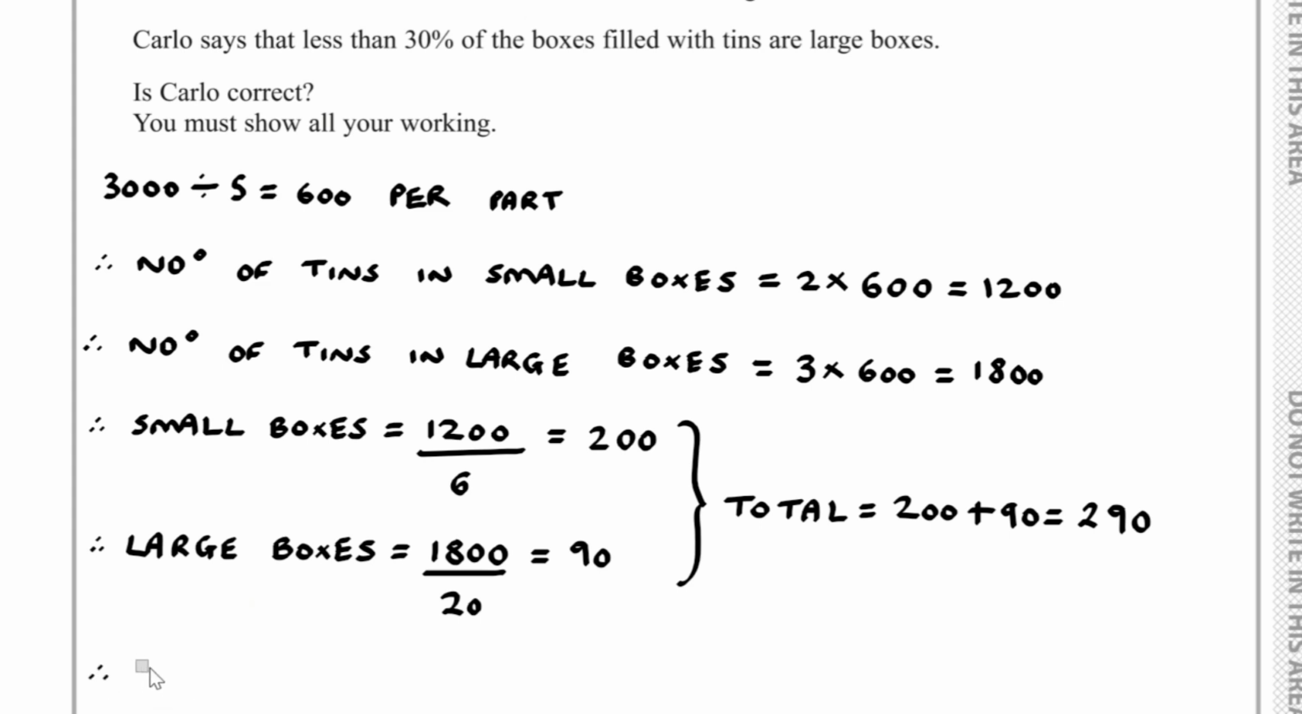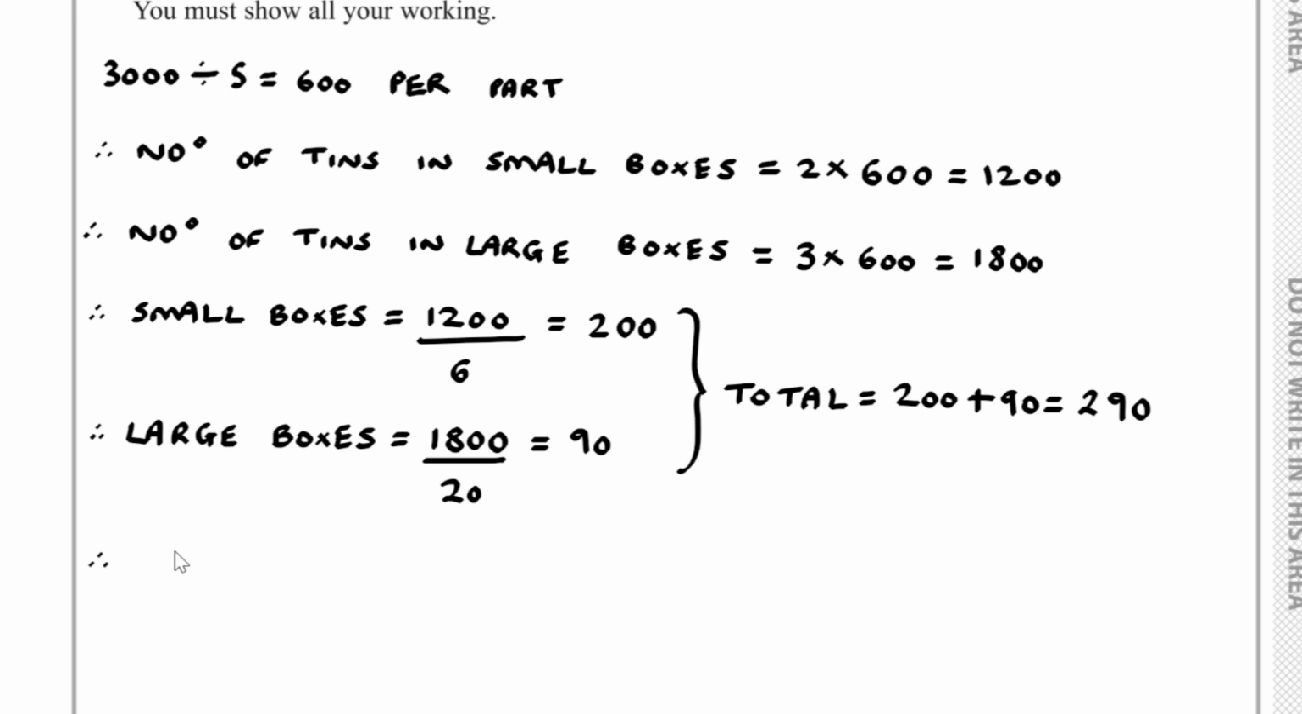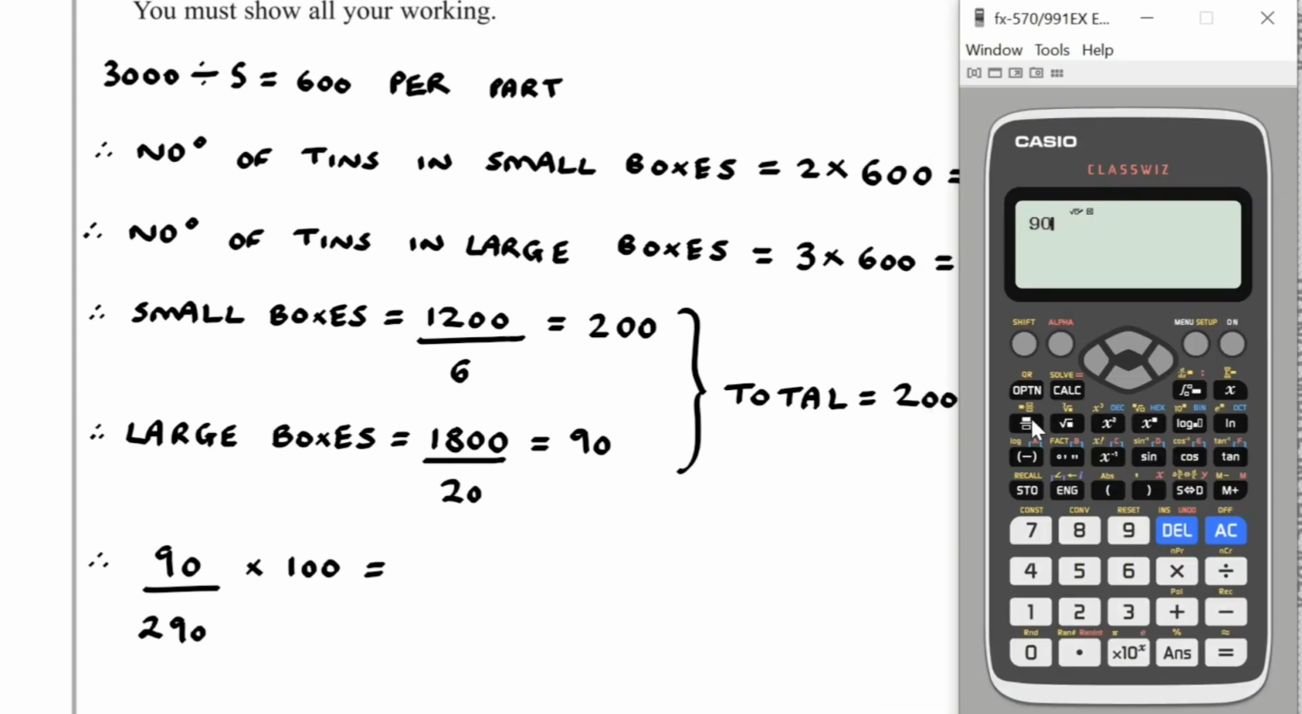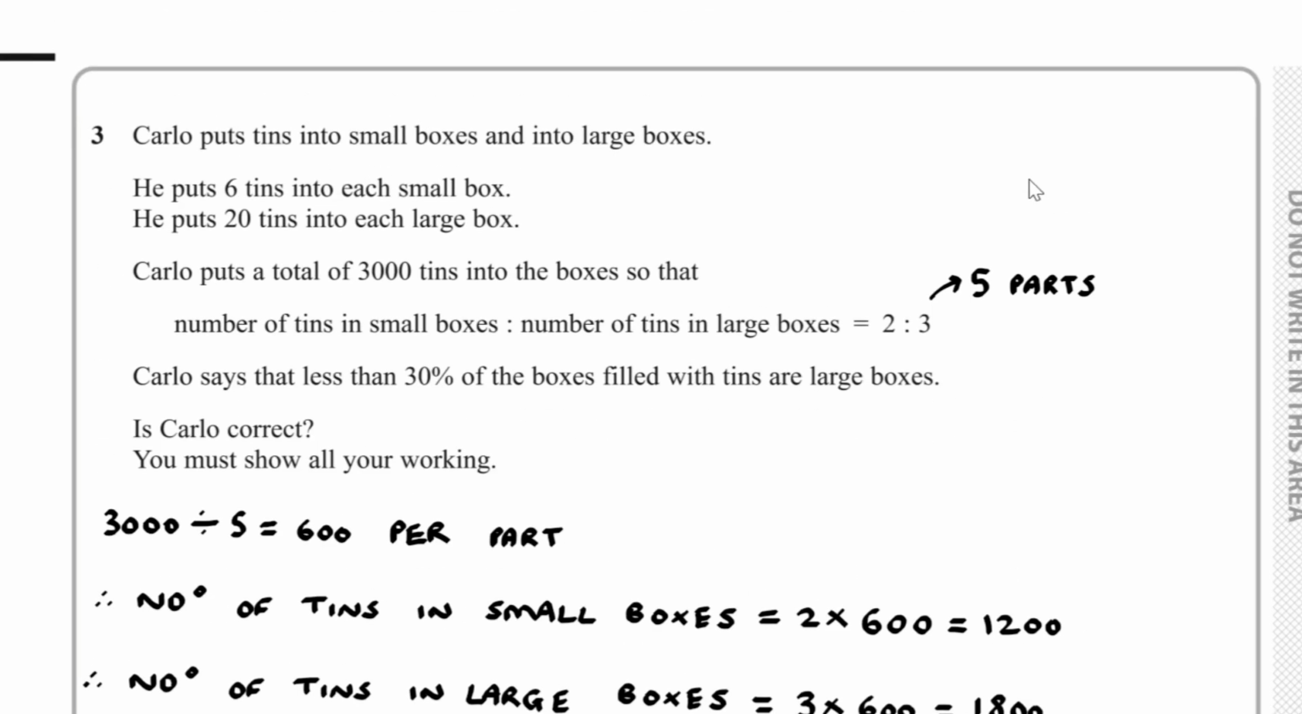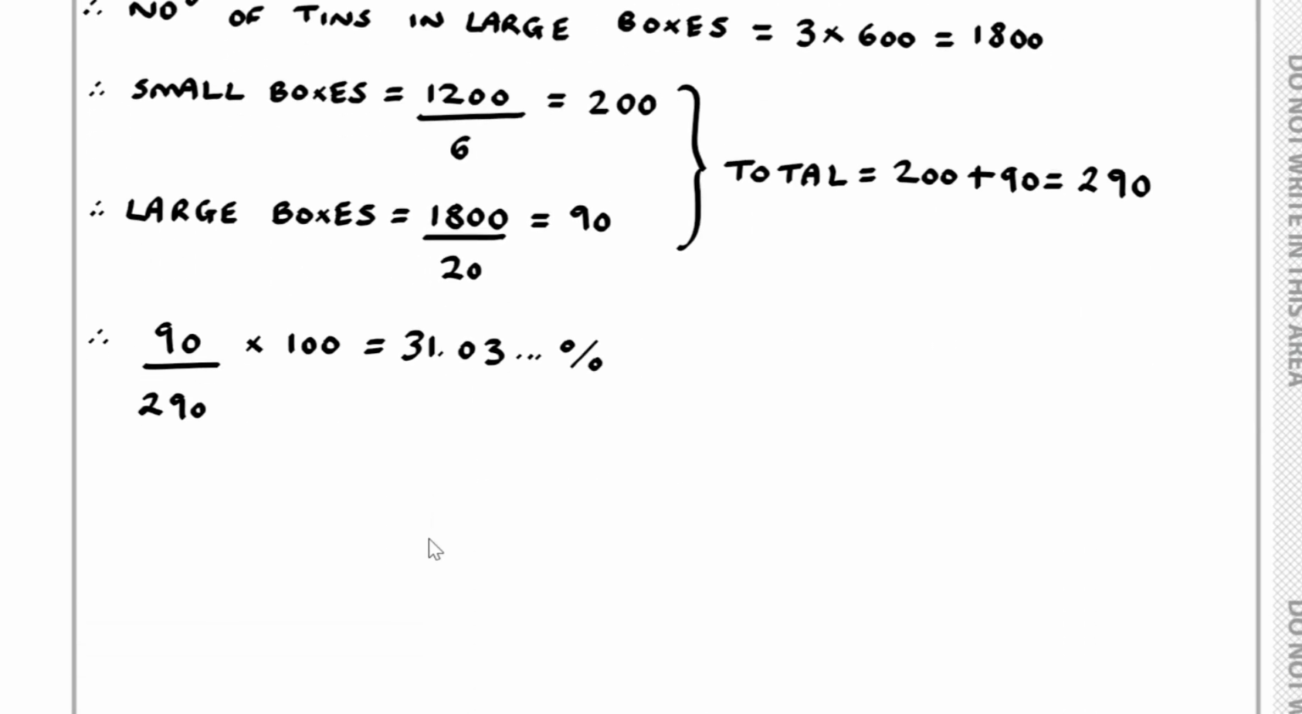So therefore the percentage we've got is 90 divided by 290 multiplied by 100. So if I work this out, 90 divided by 290 times 100, we get 31.03 etc. %. And clearly that doesn't equal 30%. Carlo says it's less than 30, we've got something more than 30, and therefore Carlo is incorrect.